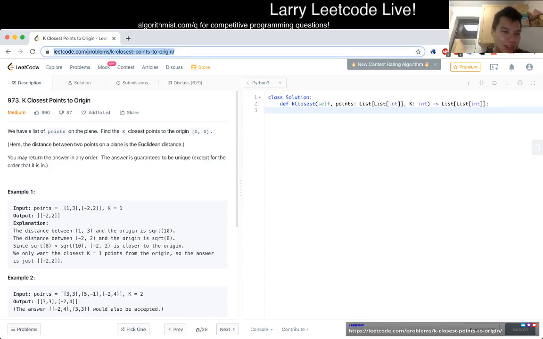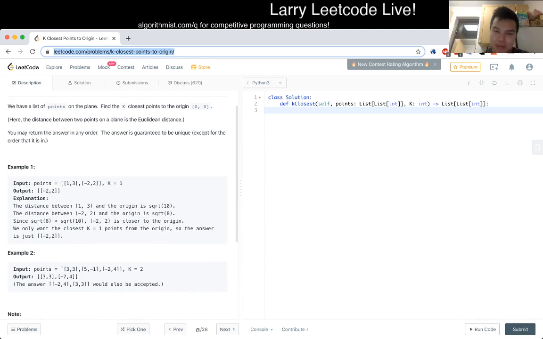973, k closest points to origin. We have a list of points on the plane. Find the k closest points to the origin. Here, the distance between two points on a plane is the Euclidean distance. You may return the answer in any order. The answer is guaranteed to be unique, except for the order that it is in.